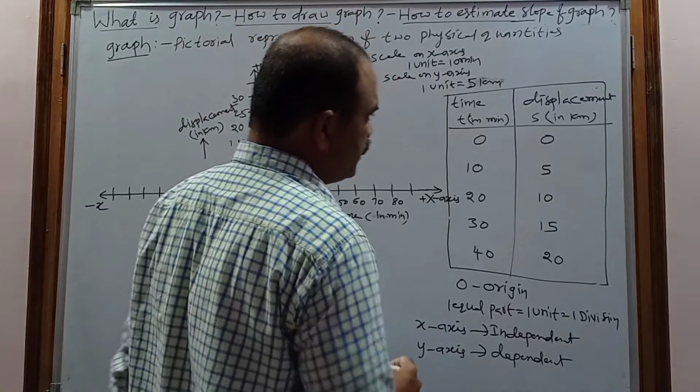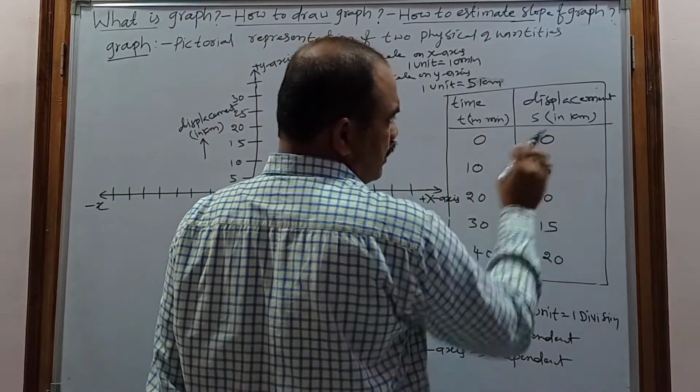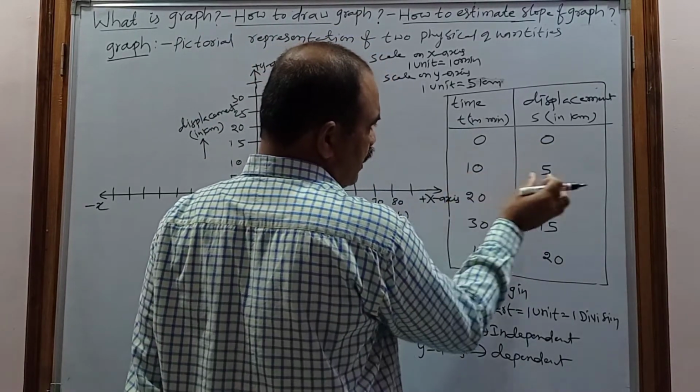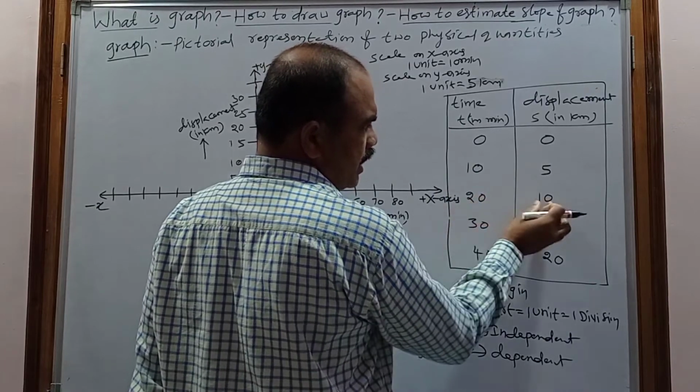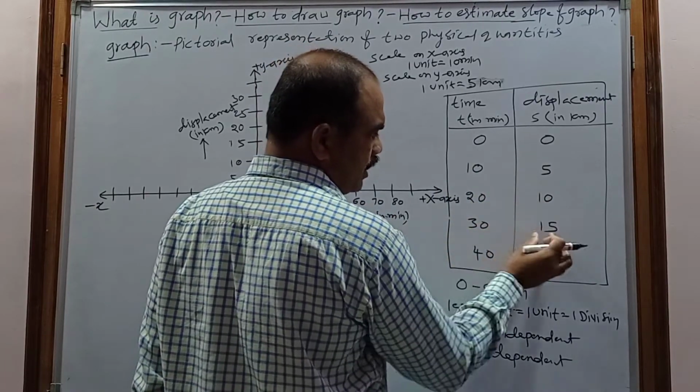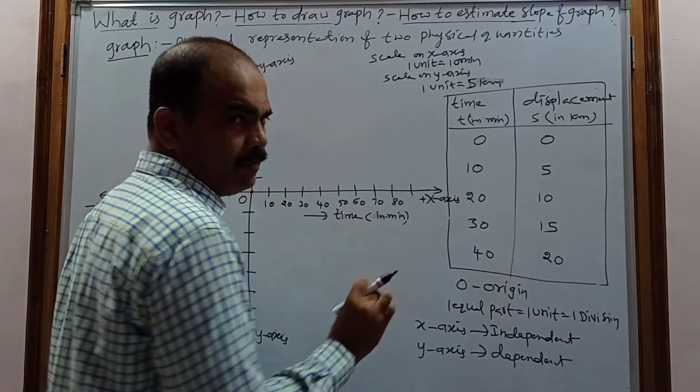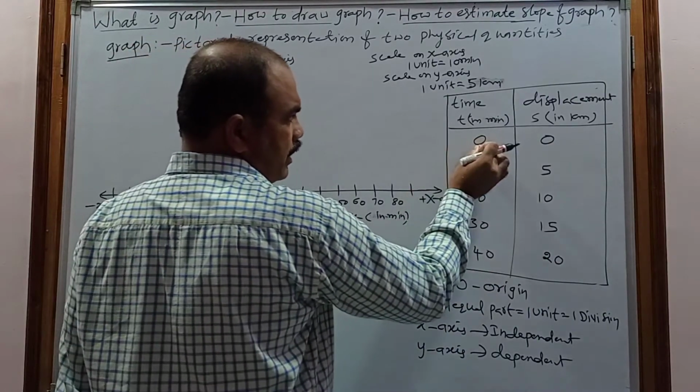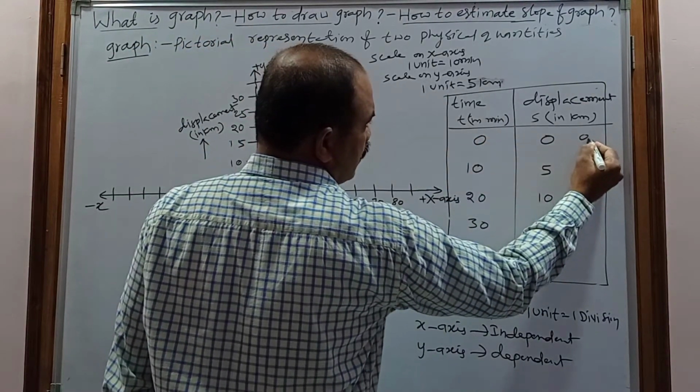So now what are the observations? The first observation is 0, 0. Second observation is 10, 5. Third observation is 20, 10. Fourth observation is 30, 15. So first of all I am going to represent the first observation. What is the first observation? That is 0, 0.